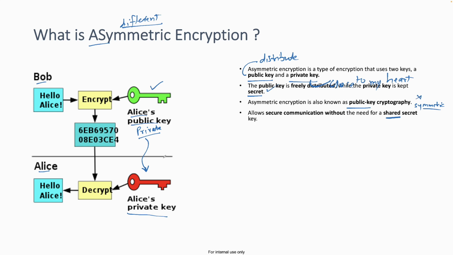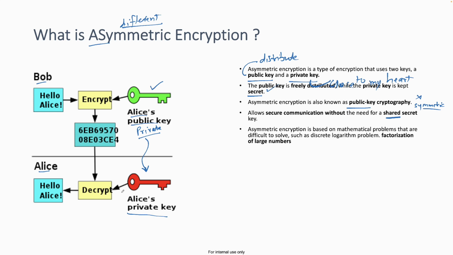This is what points to symmetric, which we are not doing right now. So what it says is it allows secure communication. If you see, the "hello Alice" message is being sent from Bob to Alice in an encrypted manner and then getting decrypted, but the key is not being shared. This key is different from this key. The key that has been used to encrypt the message is different from the key that has been used to decrypt the message. That is the key takeaway, guys: it allows secure communication, but you don't use a shared key. A shared key is always used in symmetric encryption.